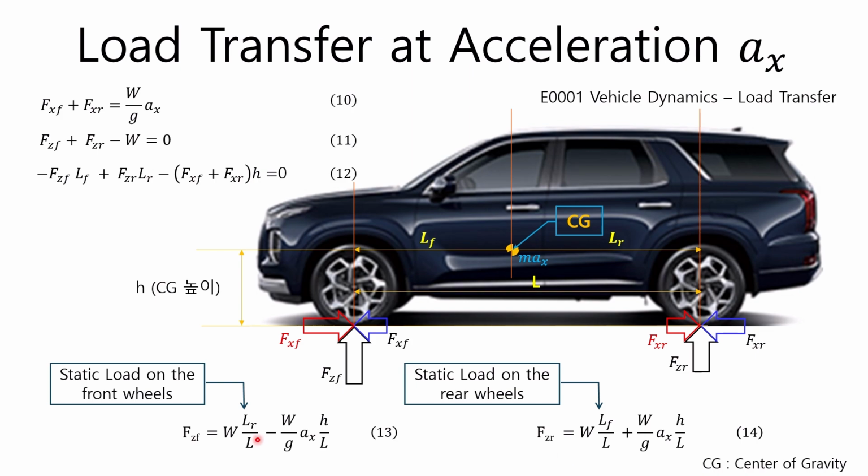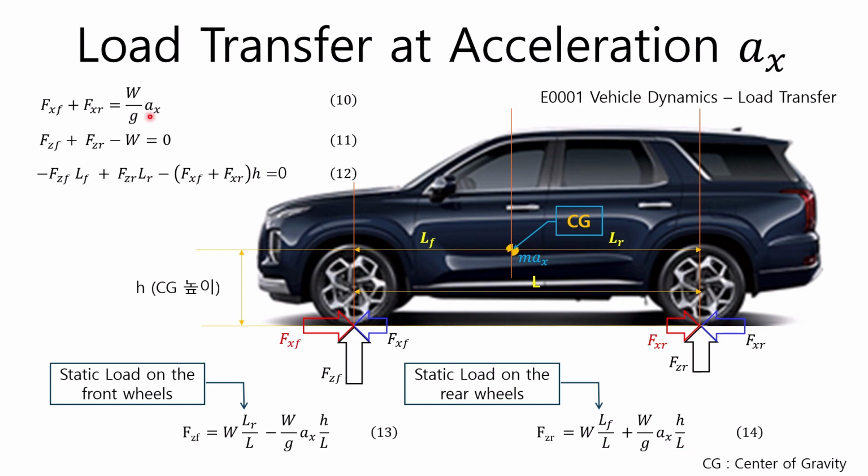The first term on the right-hand side of equation 13 represents the load acting on the front wheels at static state or constant speed, and the second term represents the load resulting from the decrease in weight of the front wheels during acceleration. Similarly, the first term on the right-hand side of equation 14 represents the load acting on the rear wheels at static state or constant speed, and the second term represents the load resulting from the increased weight of the rear wheels during acceleration.